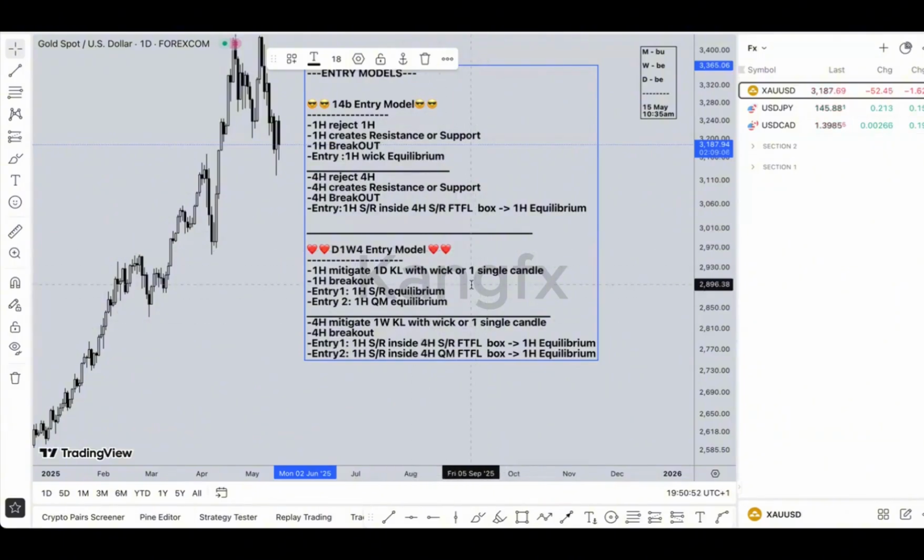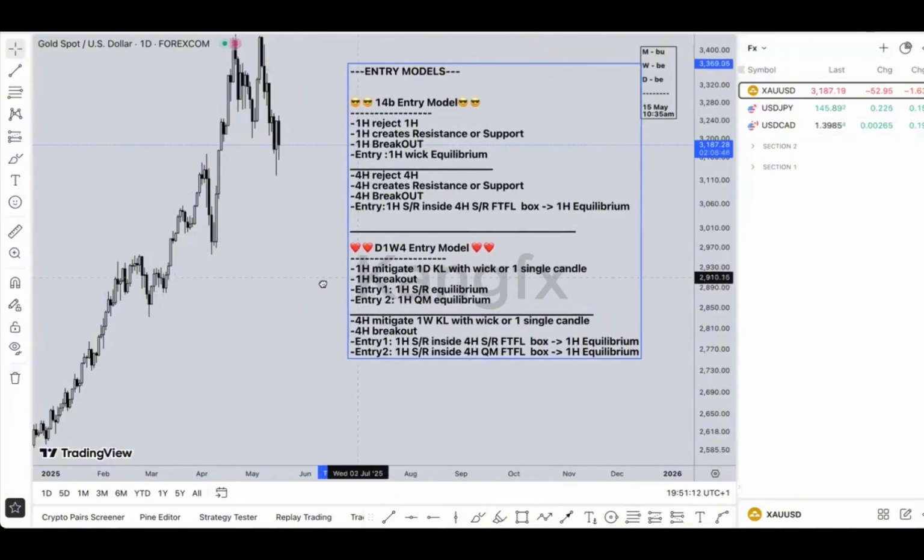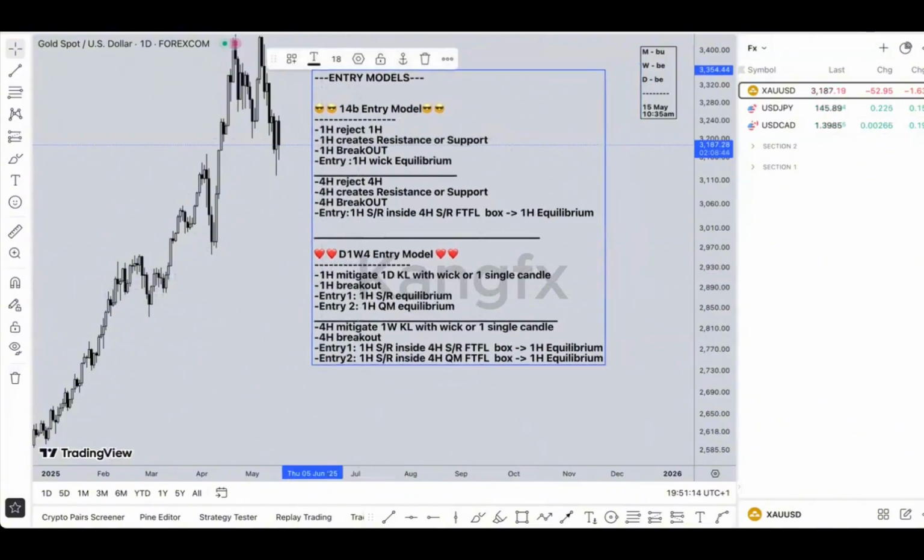And how does this entry model work? One, the first time we're using it on 1 hour, 1 hour must mitigate a 1 day key level. And the mitigation must be either a 1 hour wick, or one single candle from 1 hour. Then we see 1 hour breakout.